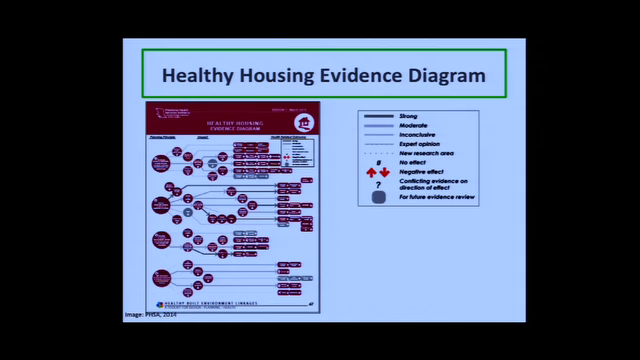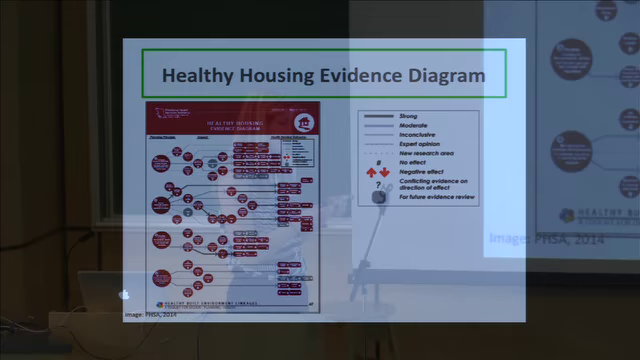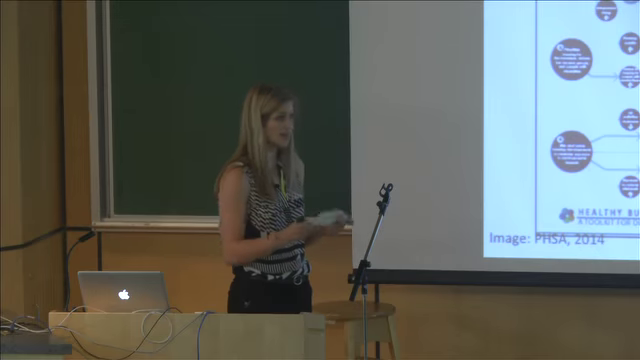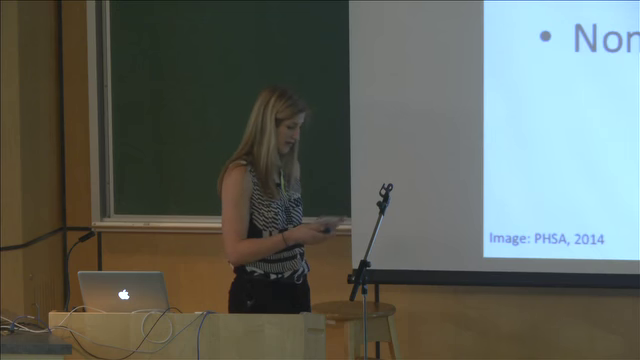The focus of this diagram is to visually depict the strength of the evidence linking the research variables through the use of various lines. And again, there's a legend included to clearly communicate the meanings of the lines and the symbols used in the diagram.